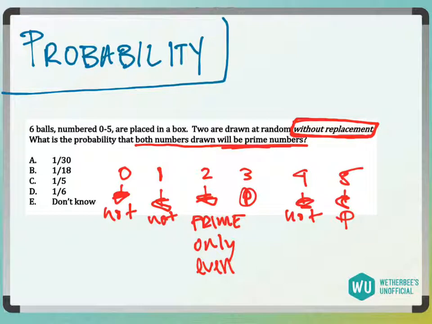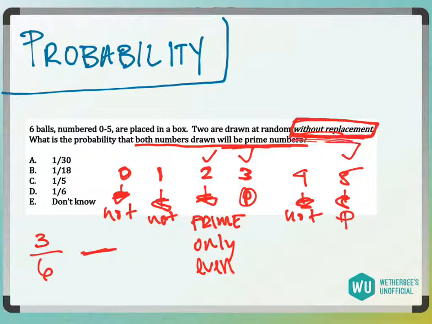So we have more prime numbers, obviously, among the smaller numbers than we would as we go higher up, past 5 or whatever. So the probability that the first ball is going to be prime: we have 1, 2, 3 that are prime. So the probability the first pick is going to be prime is half, 3 over 6.